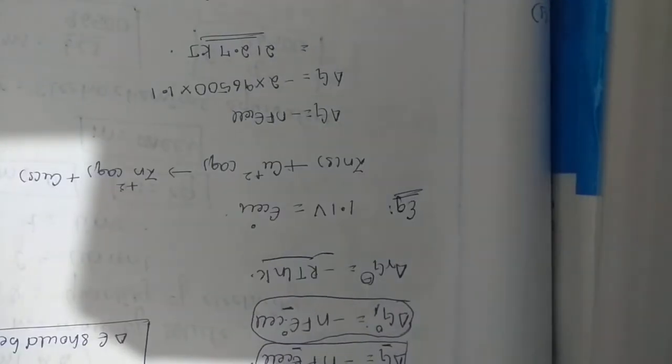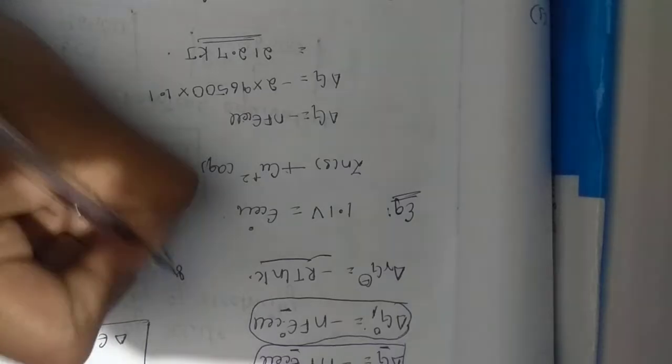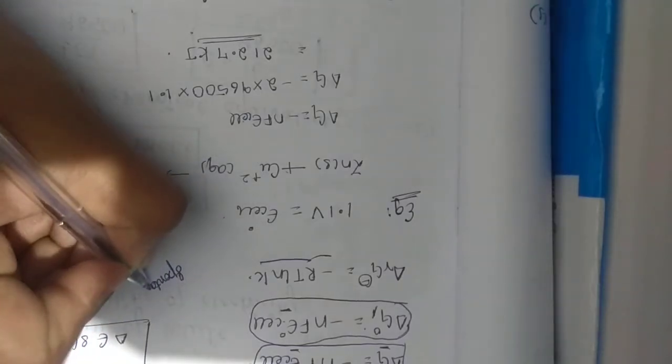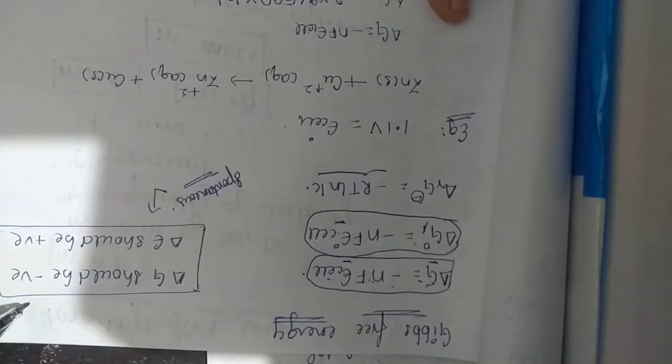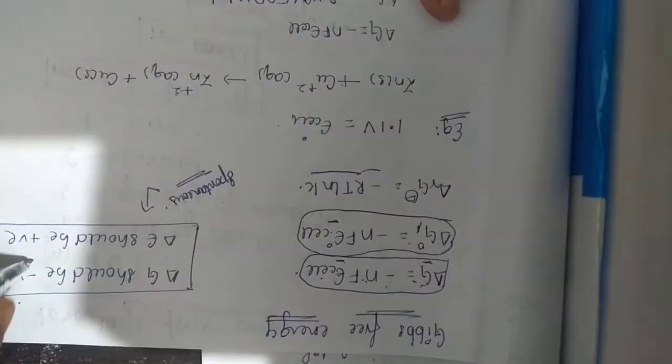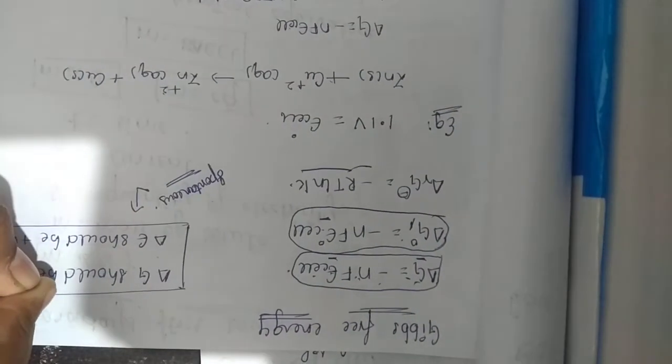Okay. Now, Gibbs free energy. For the reaction to be spontaneous, if we say the reaction is spontaneous, then delta G should be negative, delta E should be positive. We have already talked about this, isn't it?